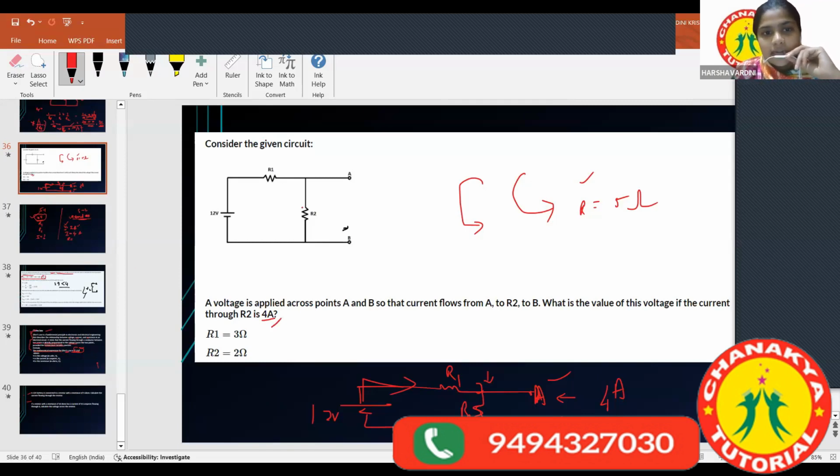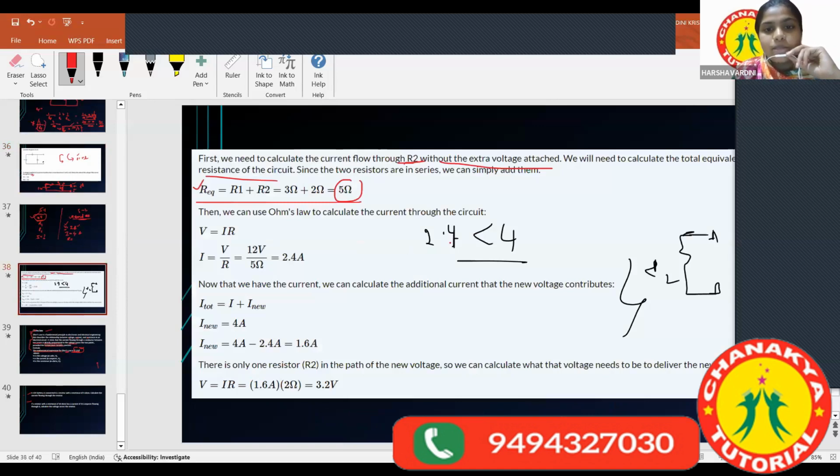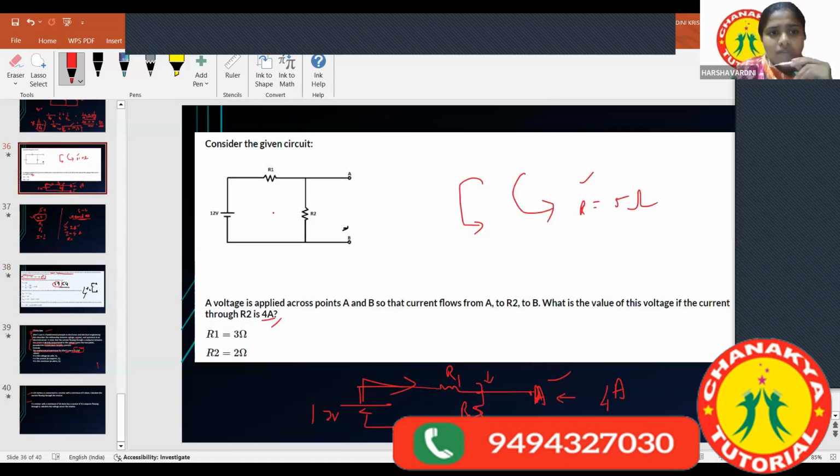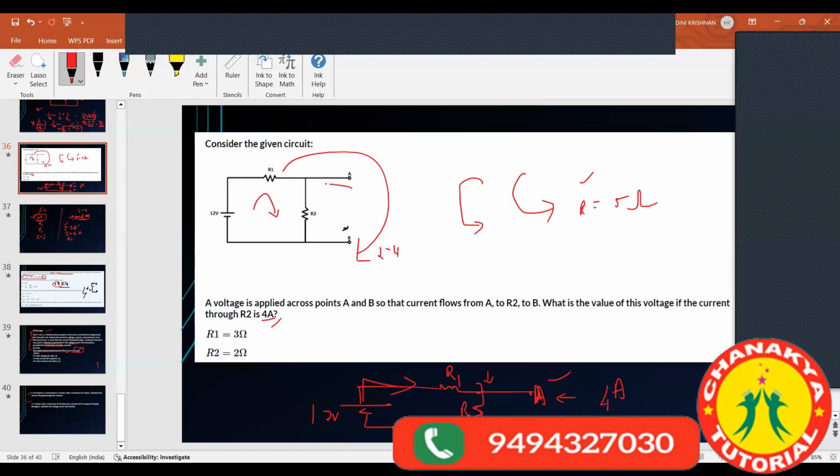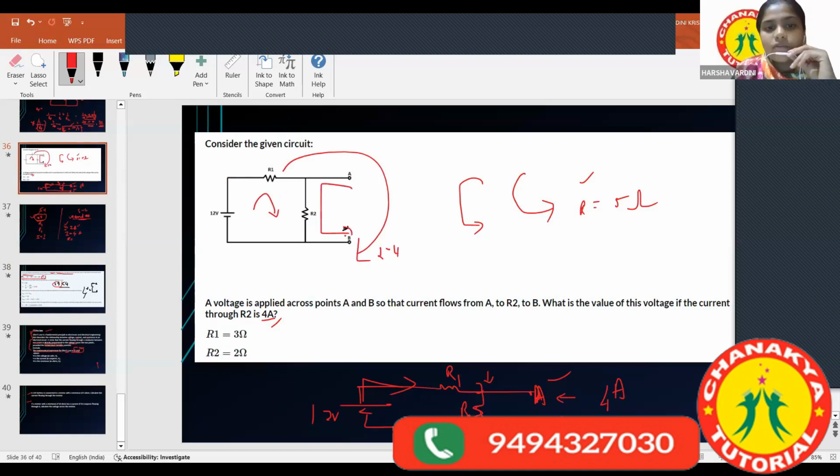So in that case, what you should see is that we have found the total current before adding the external voltage; the total current is 2.4. So you can think, if the total current of the circuit itself is 2.4, how come 4 ampere will be the current flowing through this circuit only? No, it should be less than 2.4 only, right? Obviously. Even after adding external voltage, it cannot be so high, right?